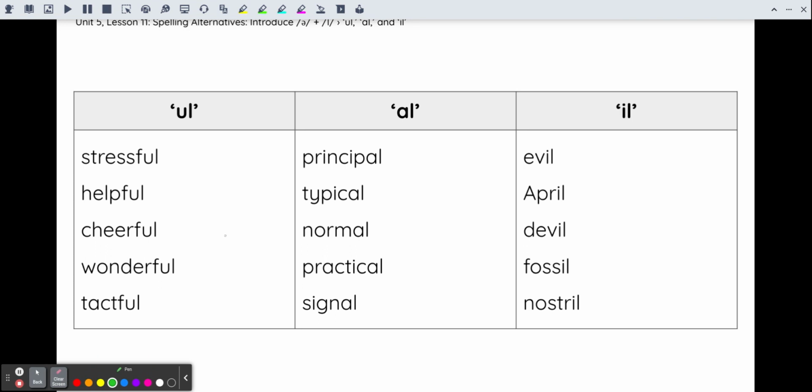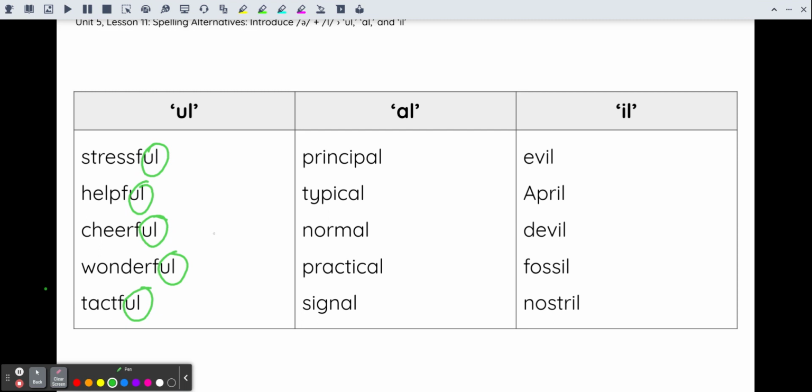Which letter should I circle for the O sound? Did you say UL? You are correct. So I'm going to go through stressful, helpful, cheerful, wonderful, tactful. So all of them, the UL is saying O. Let's look at our next column. The second spelling for O is AL, as in animal. You learned that A can represent the ah sound earlier in this unit.